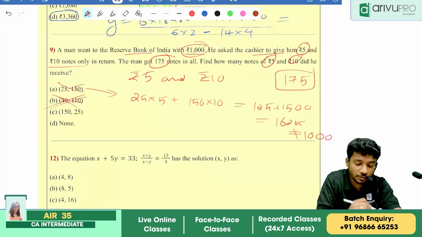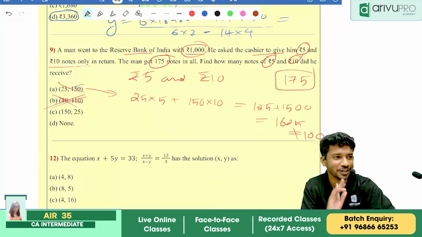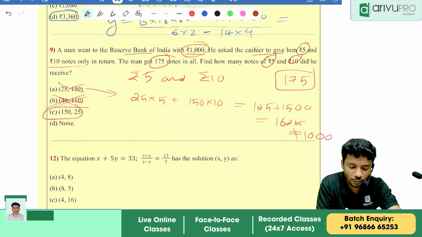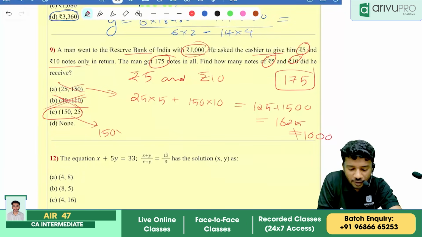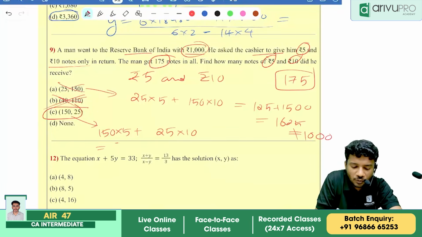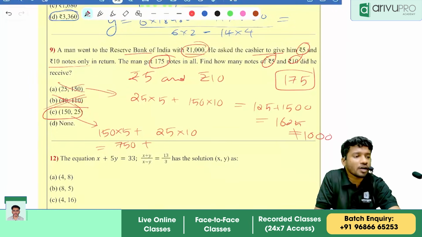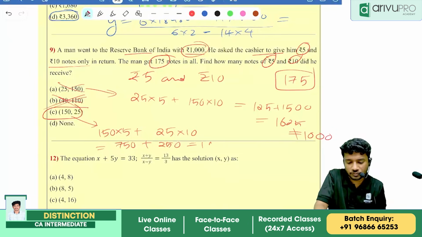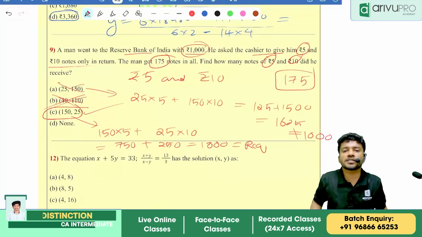People, did he get extra money from Reserve Bank? No, that is not going to happen. He should only have 1000 rupees. Now check the second one. 155 rupee notes plus 25 10 rupee notes, which is equal to 750 plus 250, which is equal to 1000, which is equal to our required amount. So which option is the answer?